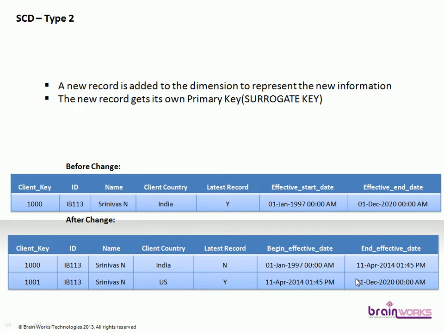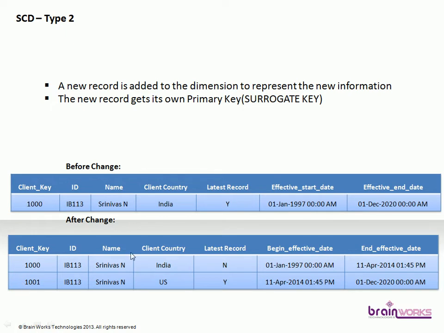So this is the SCD type 2 example which we have discussed. Previously there will be only one record, with start date and end date being some bigger value. That means the record status is open. That record is a valid record.